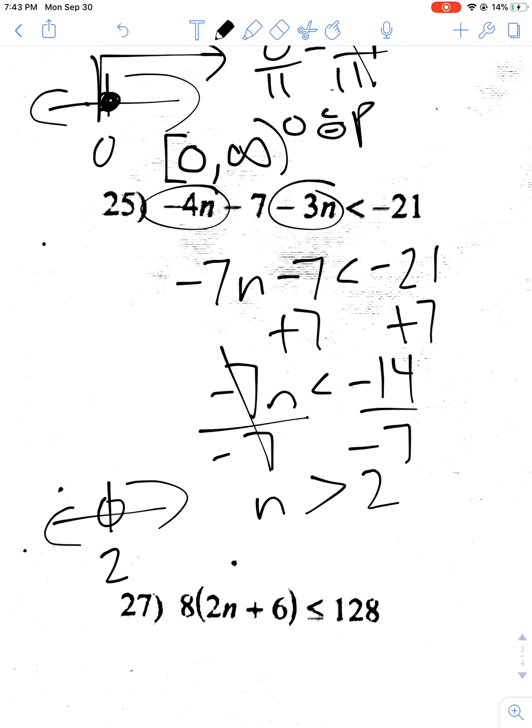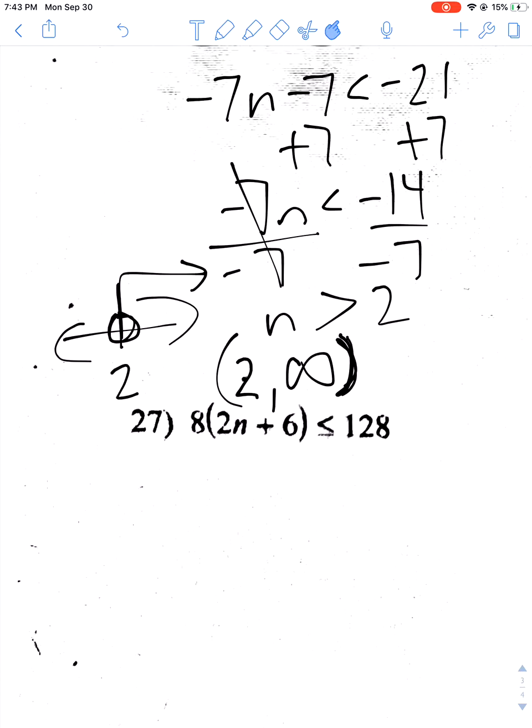Open. And let's see, it says n is bigger. So I need to point to where they are bigger. Interval notation is when does it start working? 2. When does it stop working? Infinity. Always a parenthesis around infinity. Open means parenthesis.